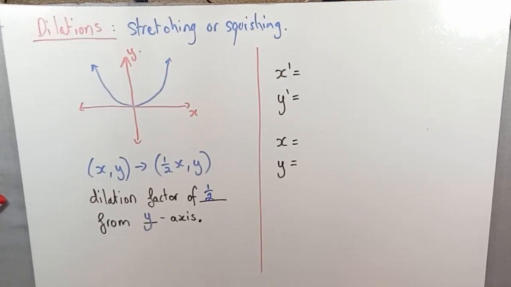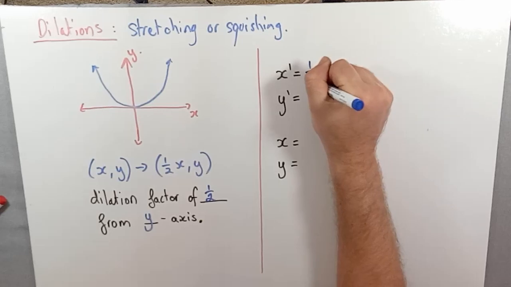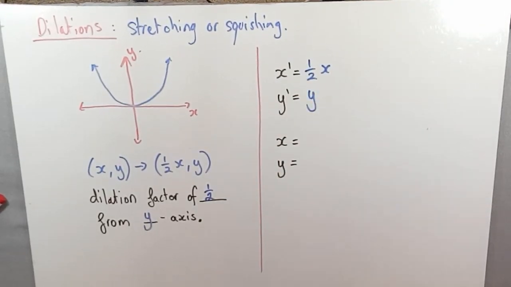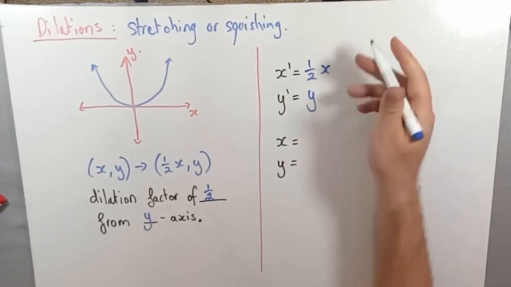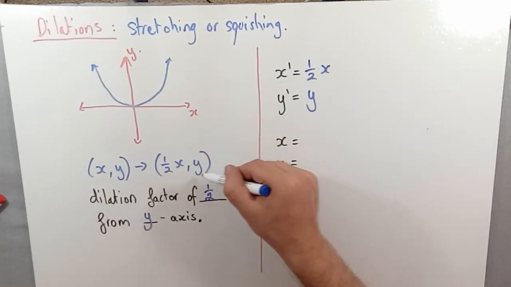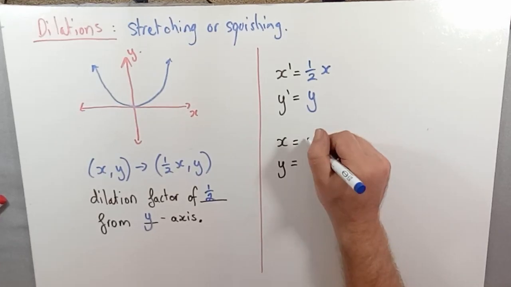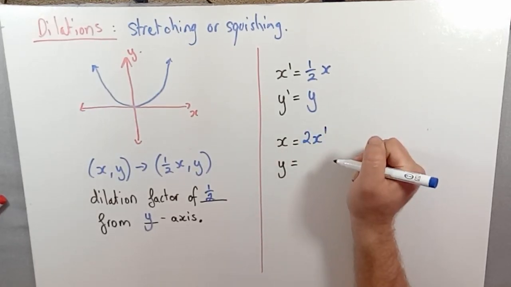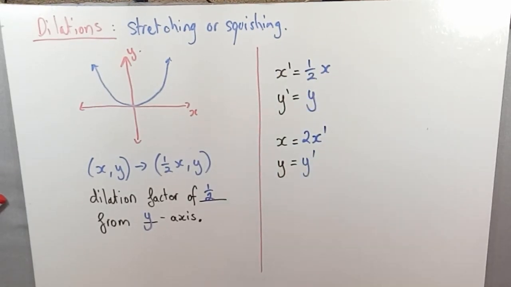Okay, so what does my x image look like? My x image is 1/2 of x, and my y image is just y. And then we rearrange for x and y. You'll see this standard procedure: you write out your x image and your y image from the transformation, then you rearrange for x and y. So we get 2 times the x image, and that's just equal to y image.